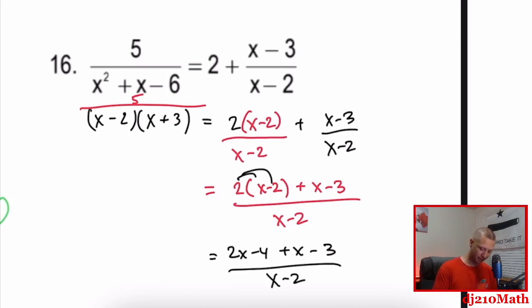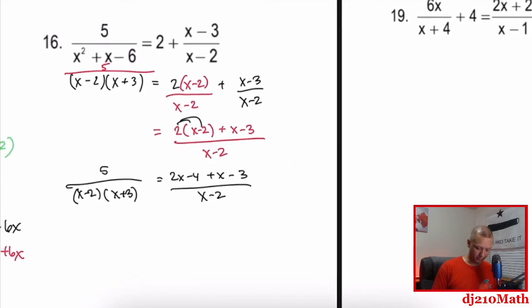Left-hand side is just along for the ride. Right, 5 over x minus 2, x plus 3. In the numerator, let's simplify, combine like terms here. So this is going to be 3x minus 7 over x minus 2.